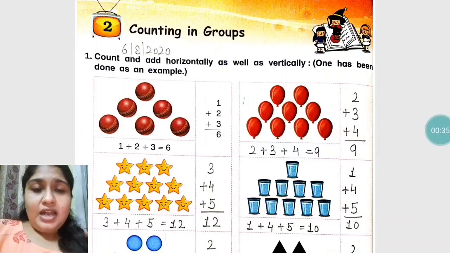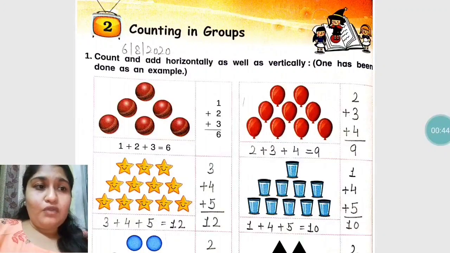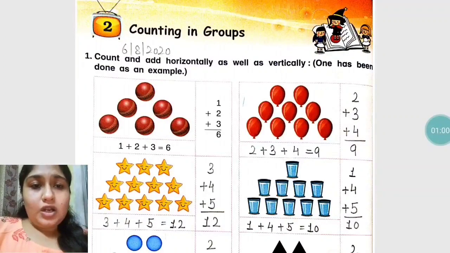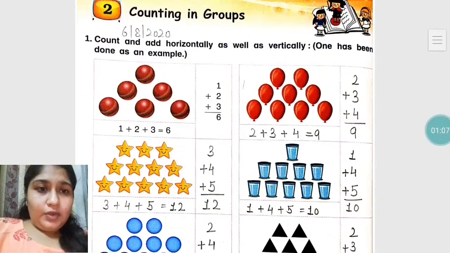So when we add 2 plus 3, students, what will be the answer? Yes, 5. And if I add that 5 to 4, what will be the answer? 9. So 2 plus 3 plus 4 is equal to 9. Students, you can add them in this way. Okay, we have to write them vertically, सीधा भी लिखना है and horizontally, horizontally means टेढ़ा भी लिखना है. So let's continue with the third one.